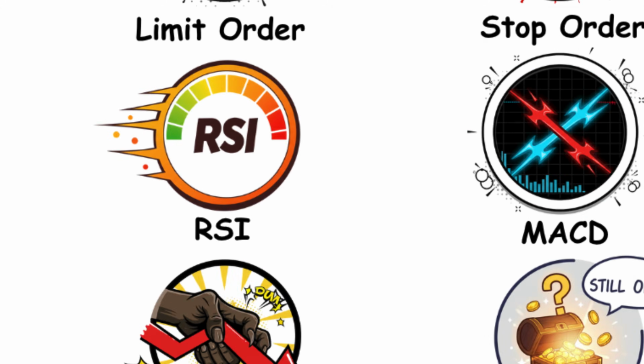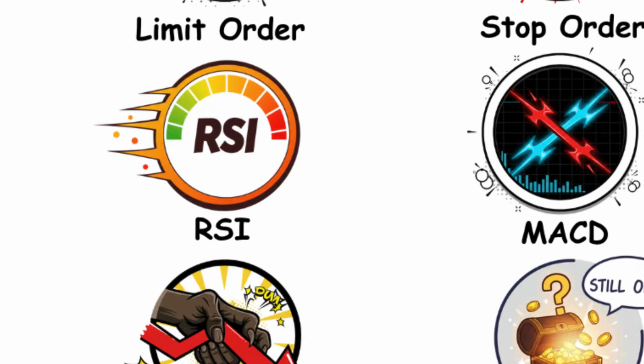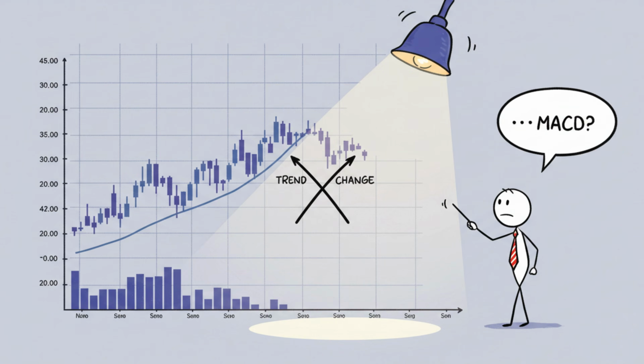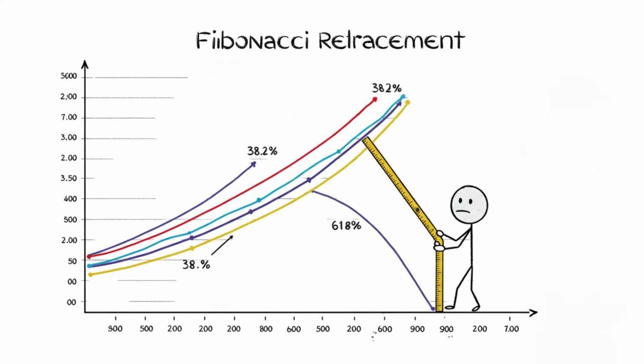Relative Strength Index. An indicator that measures momentum and signals overbought or oversold conditions, from 0 to 100. MACD, the Moving Average Convergence Divergence. An indicator used to identify trend changes and momentum. Moving Average. A smoothed line showing the average price over a selected period, used to track trends. Fibonacci Retracement. A tool that predicts potential reversal levels using Fibonacci ratios like 38.2%, 50%, and 61.8%.